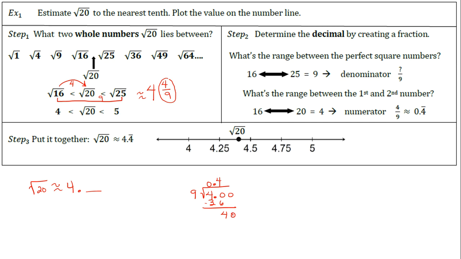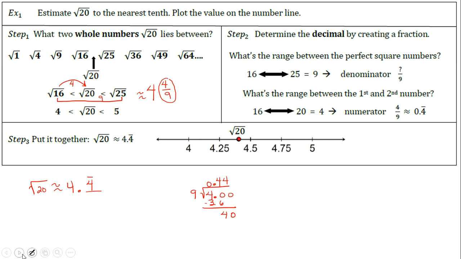Bring down your 0, and I can see that I'm going to keep getting a 4. So 4/9 is about 0.4, and if you want to put repeating, that is fine. So if I wanted to plot this on the number line, 0.4 is somewhere about here.